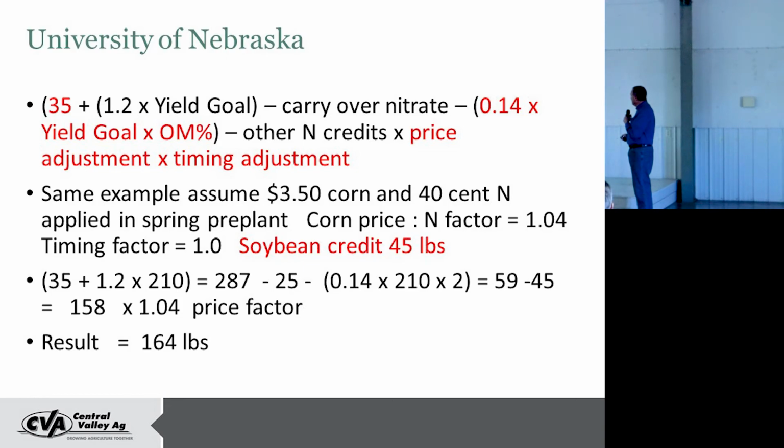It does make your yield goal a little bit bigger of an issue, because you get kind of a double whammy. Subtracting off 45 pounds for the soybean credit, that gives me a 158 pound base recommendation. They're saying that the price of corn is advantageous to the price of nitrogen, so they up the rate a little bit based off of that, and you end up with 164 pounds of nitrogen. We're at 187, same scenario, they're at 164. To be honest with you, if I'm within 20 pounds, I can feel like I'm pretty lucky.